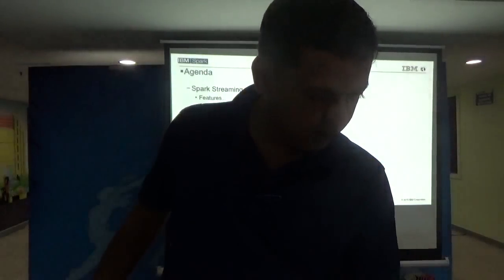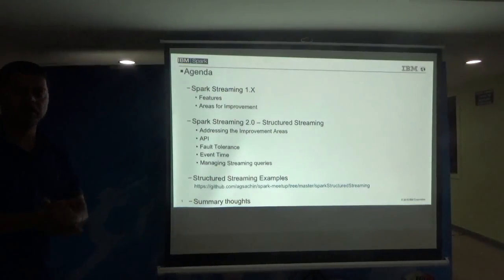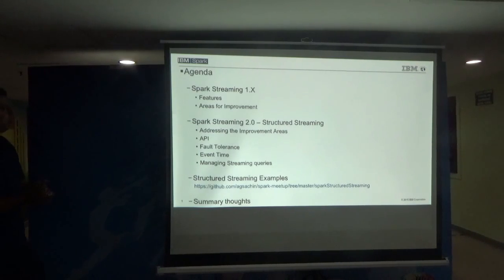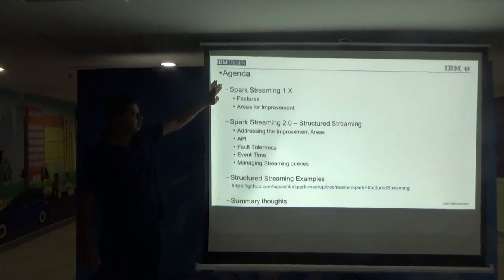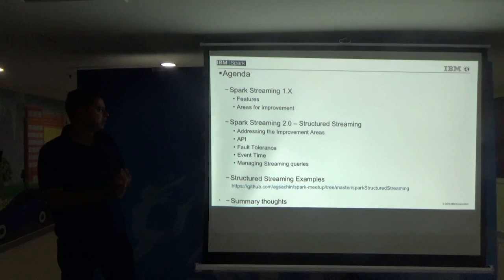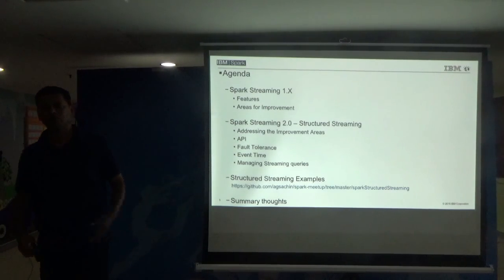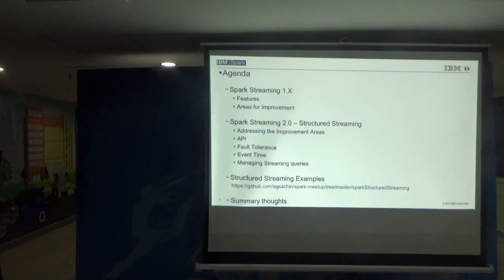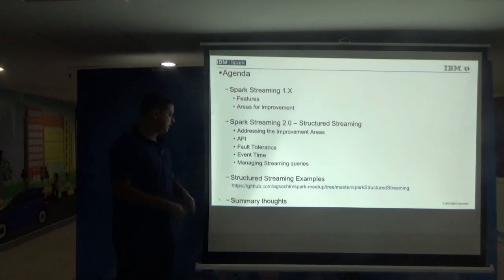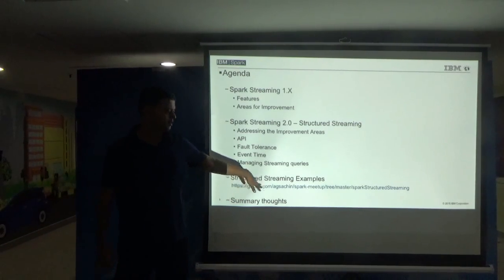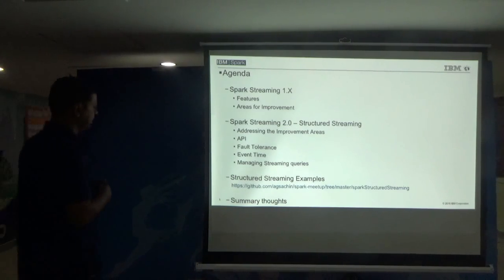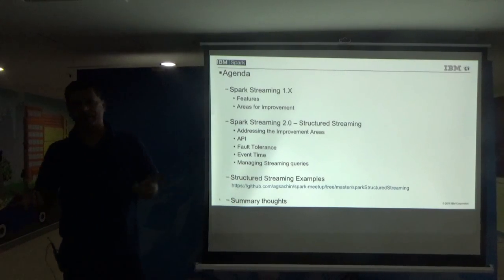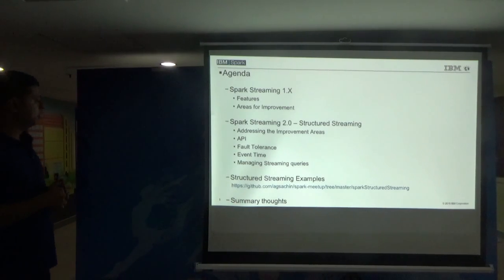Okay. So what I thought I will go through today is we look at Spark Streaming 1.x, what its features were, what it was good for, and areas of improvement. We will look at how those are being addressed, and some of the features in there. Then we look at them through examples, but the examples are already on a GitHub repo, Sachin's repo, so you could take them and run them. Then we'll try to summarize how we're playing with it and what our thoughts are.